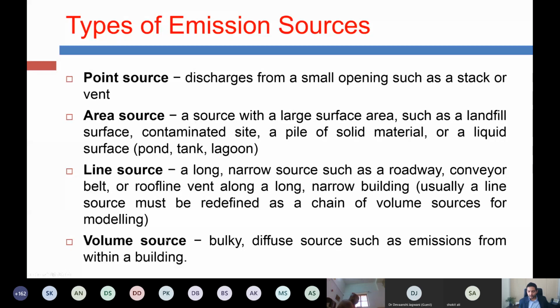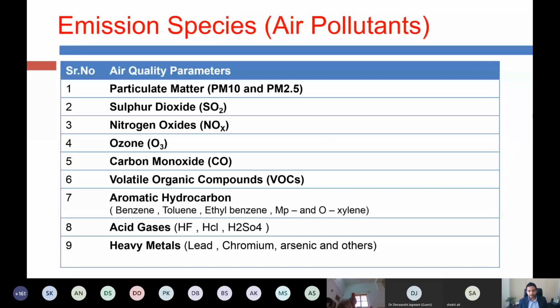A volume source would be one wherein the emissions are from a building, wherein we can see that from the roof of the building some emissions are seen from industrial facilities. So those are to be considered as volume sources.